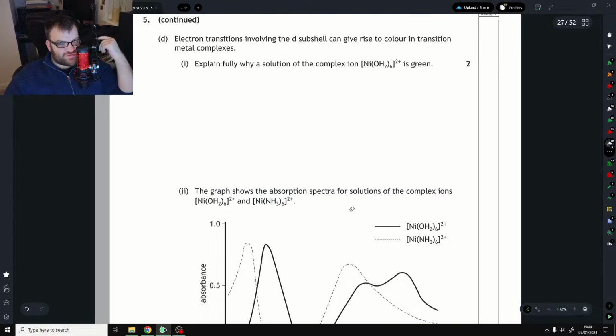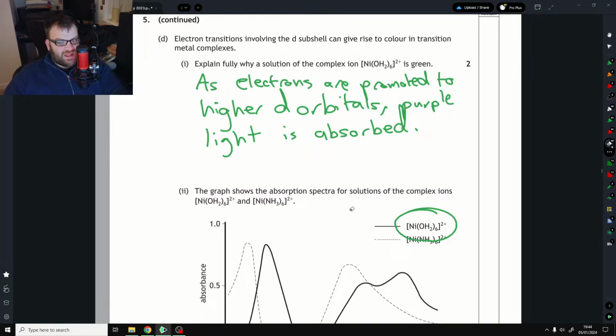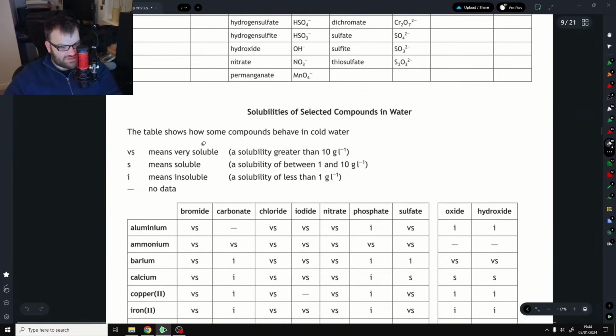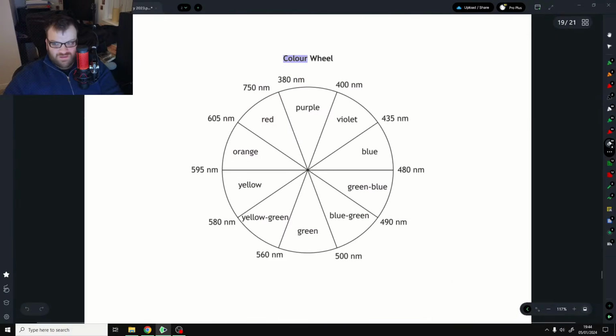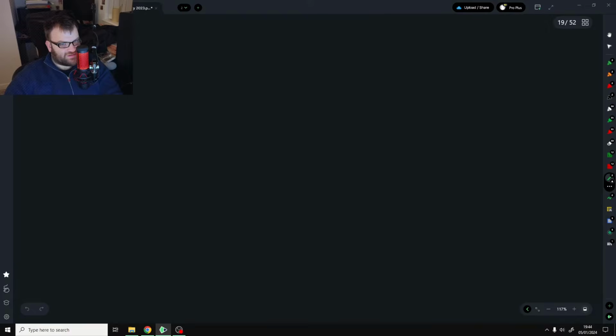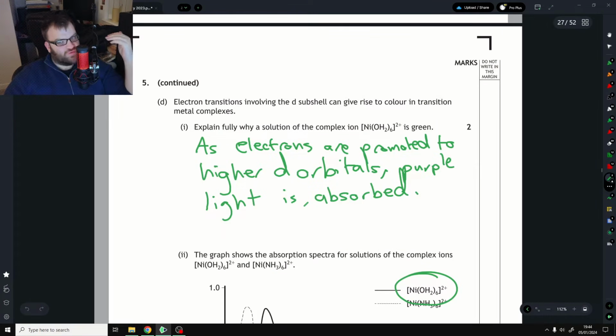Continuing with the transition metals, we're first asked to explain why the solution of this chemical would be green. It's all to do with d to d transitions and splitting. The electrons will be promoted to higher d orbitals, and that's done by absorbing purple light. We would then see the complementary colour of green. If you're not sure of your colours, a colour wheel will help you significantly, and we're looking for the colours that are opposite each other. So green and purple are complementary. If you absorb purple, you will see green. That's what we have there.